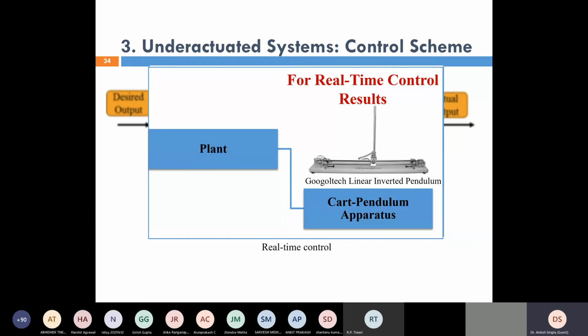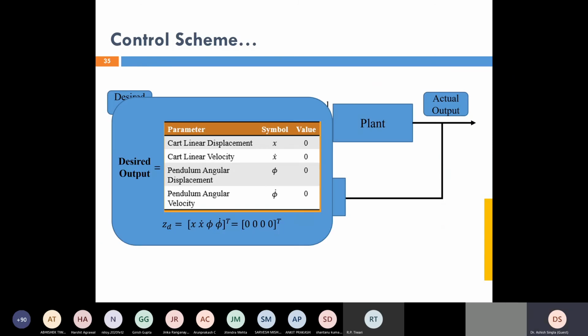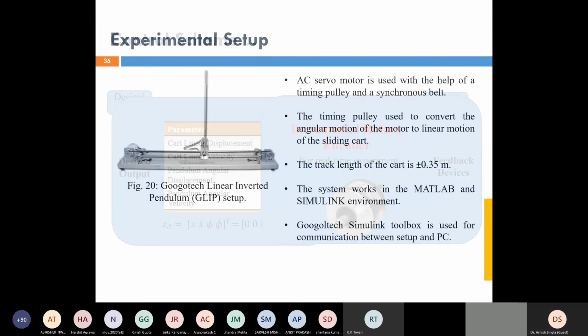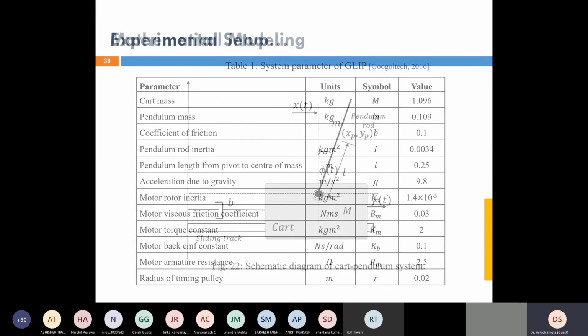So this is for analytical results. For real time, there is no model required; we have the real system. What we are interested in is the cart position and its velocity. We have the incremental encoder, which will take care of the feedback of the pendulum. So these are the parameters of the system.